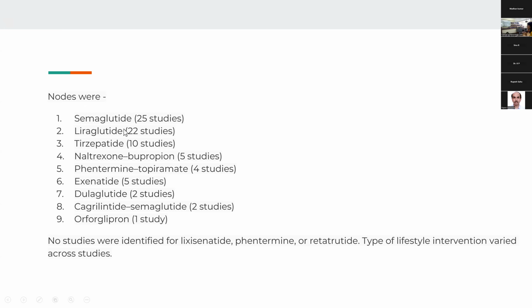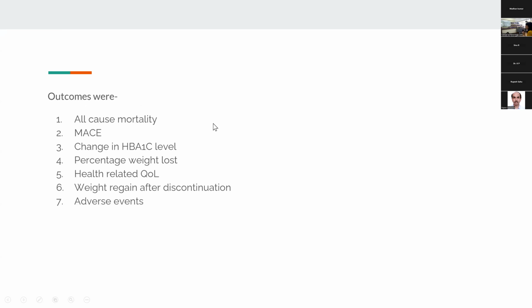Again, we saw what the nodes are. Nodes are the circular things in a network meta-analysis, right? Those are the interventions. So these are all the interventions they were looking at. There were 25 studies that had semaglutide as an intervention, 22 that had liraglutide, 10 that had tirzepatide and so on. The outcomes that they looked at, we already saw: all-cause mortality, MACE, change in HbA1c, weight loss, health-related QOL, weight regain, adverse effects.